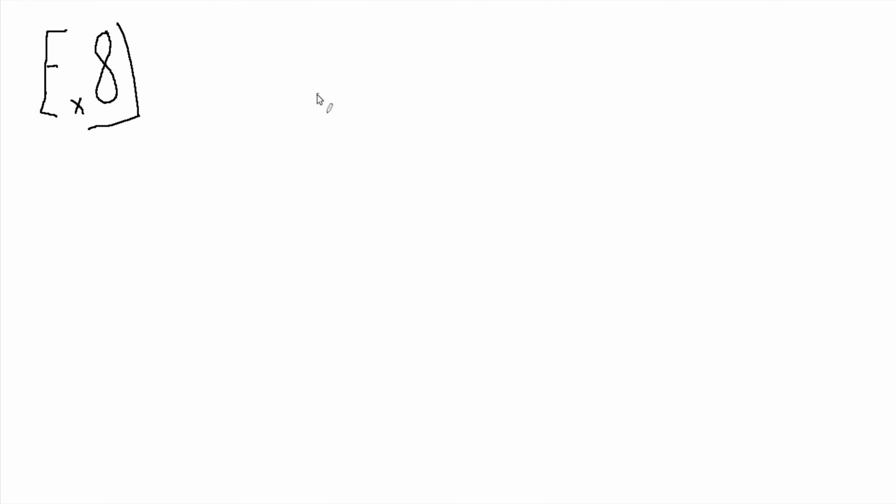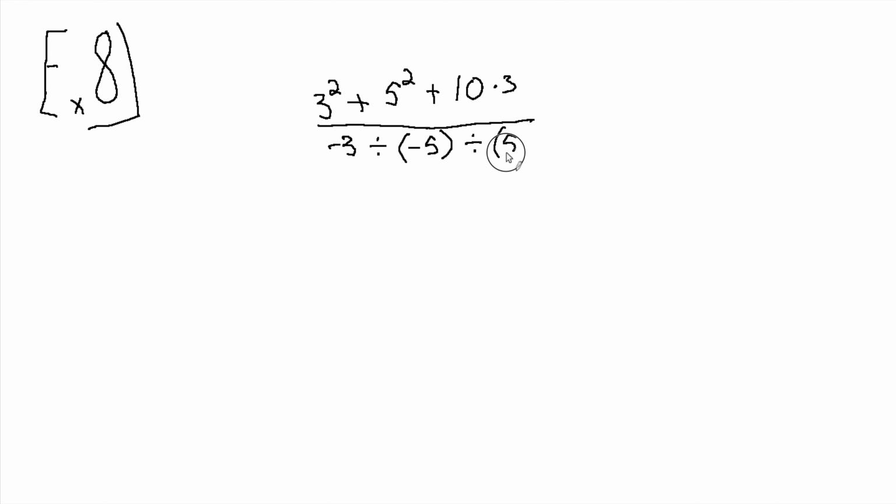So let's do number 8. We'll do another big one. Say we have 3 to the power 2 plus 5 to the power 2 plus 10 times 3, and then make another fraction on the bottom: negative 3 divided by negative 5 divided by 5.